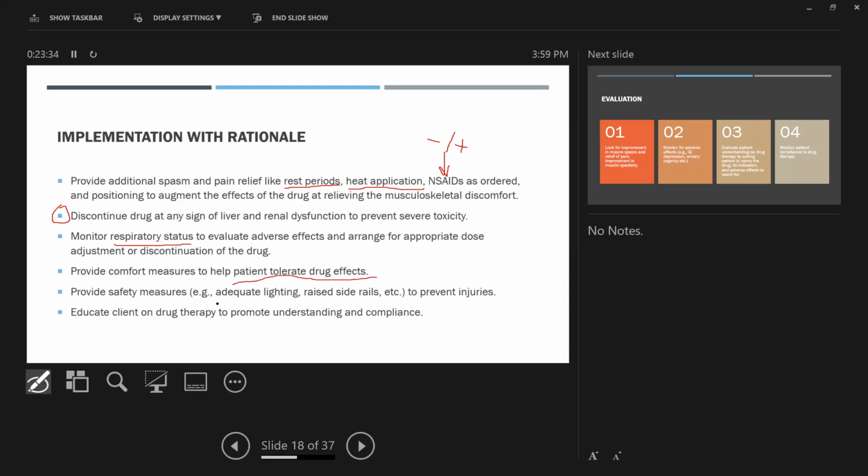Provide safety measures, so adequate lighting. Raise side rails on the bed. Make sure, again, the bed's not too high to prevent injuries. And then make sure you promote compliance with the drug and that they don't actually overdose on the drug too.